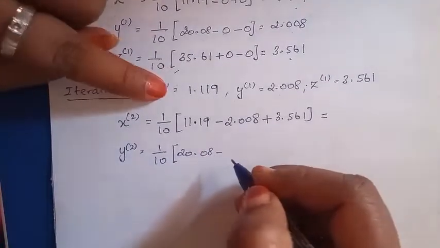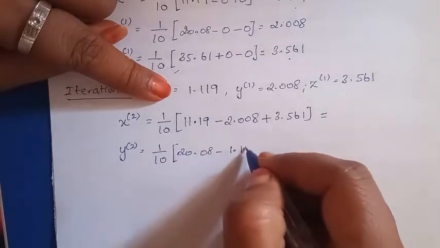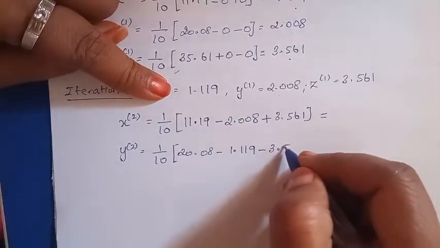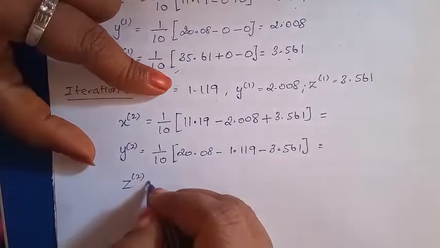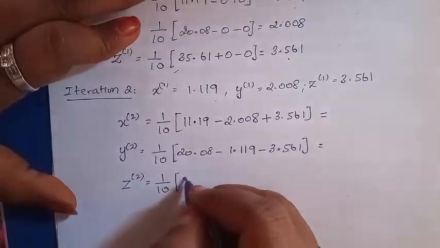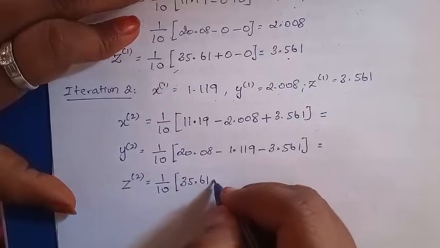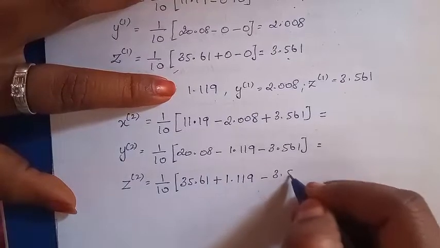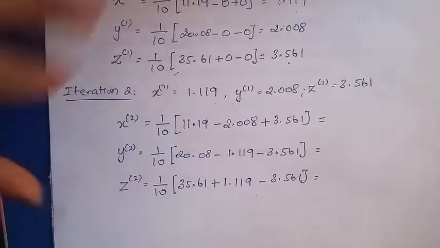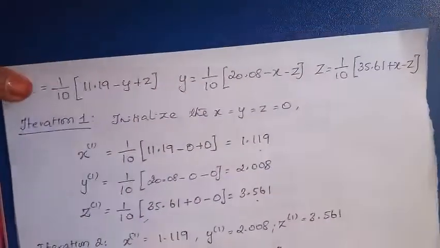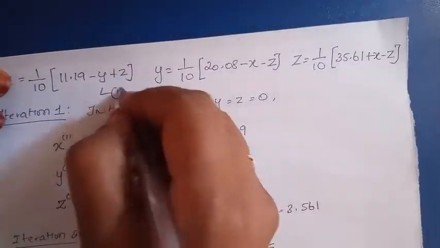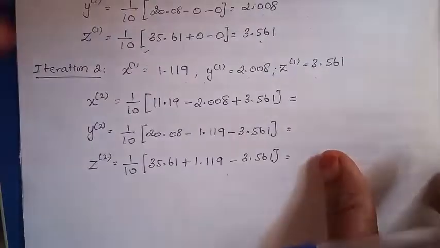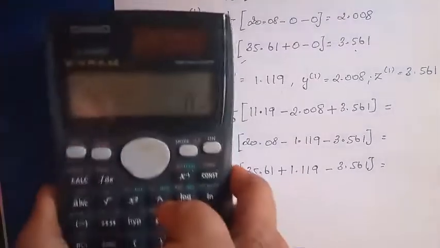Next is y2. Again it is 1 by 10 into 20.08 minus x. The new x value is 1.119 minus z and the new z value is 3.561. Then z2 equal to 1 by 10 into 35.61 plus x value is 1.119 minus z value is 3.561. So we have to substitute the newly obtained x value in the equation, which is equation 1, this is equation 2 and this is equation 3.